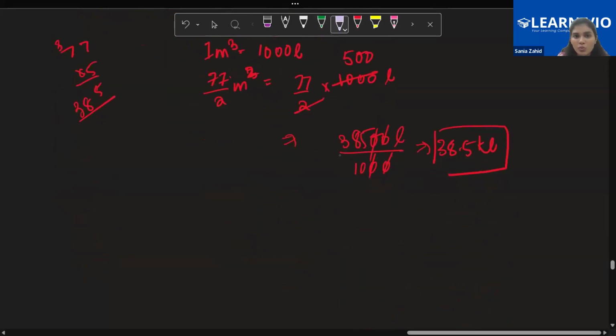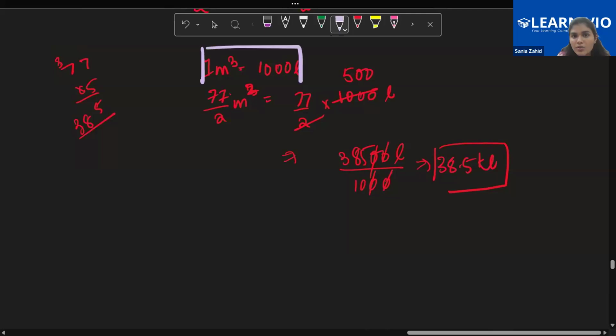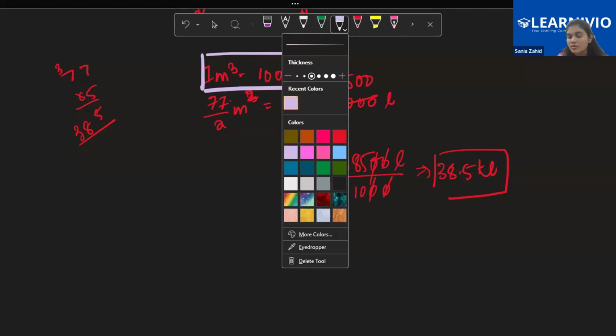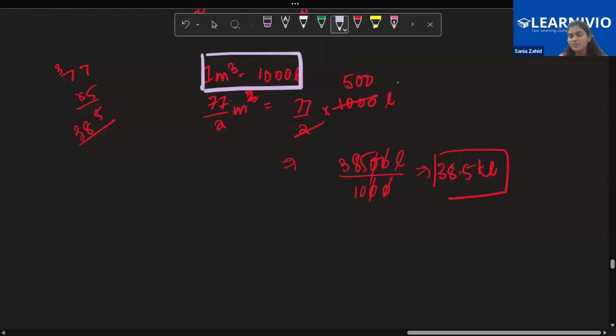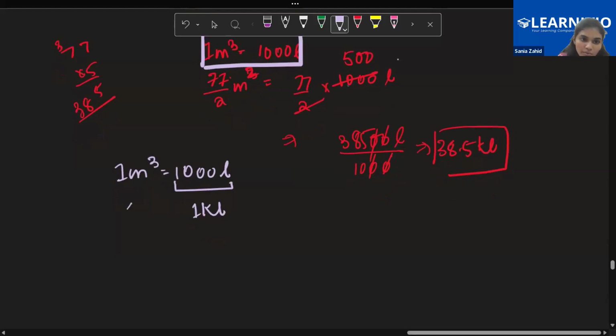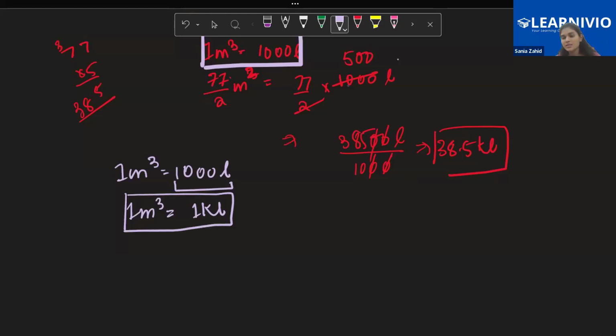Children, what was written over here? 1 meter cube is 1000 liter. And 1000 liter is what? 1000 liter is 1 kiloliter. Children, 1 meter cube is 1000 liter, but 1000 liter is actually 1 kiloliter. So that means 1 meter cube is equal to 1 kiloliter. Do you understand? Okay.